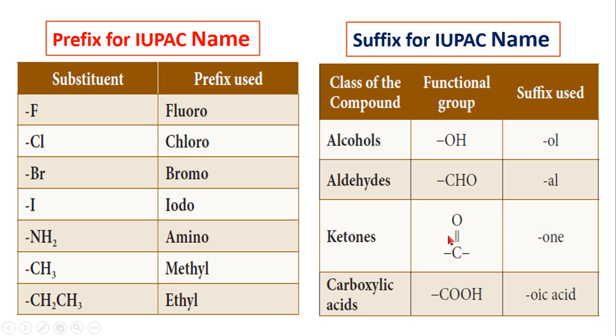What do you mean by secondary suffix? Secondary suffix refers to the functional group. For example, a class of compound, alcohol. The functional group is OH and the suffix used is OL.